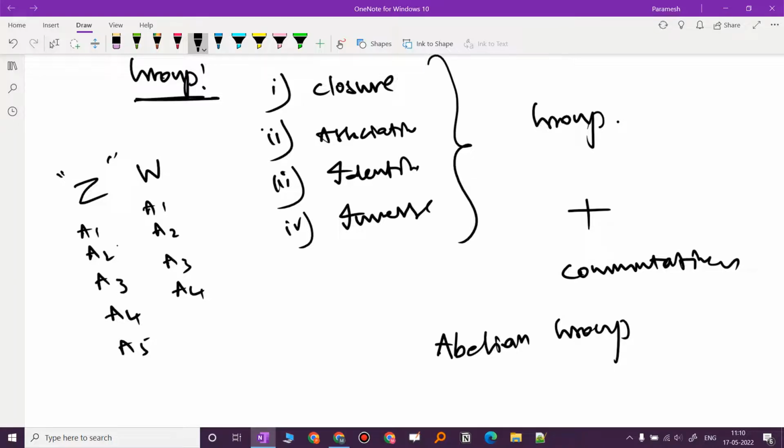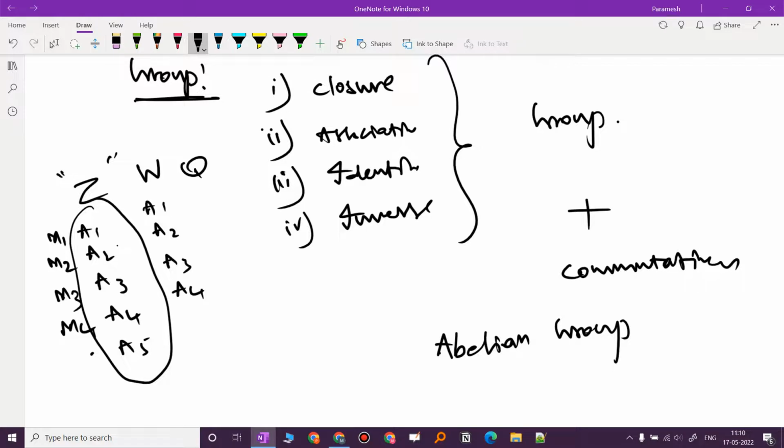The integer set is a group under addition, and the integer set is not a group under multiplication. Integer set satisfies only M1, M2, M3, M4, four properties, in multiplication. The fifth property, inverse, is not satisfied. There is no inverse, so it is not a group. The integer set is a group only under addition. Under multiplication it is not a group.